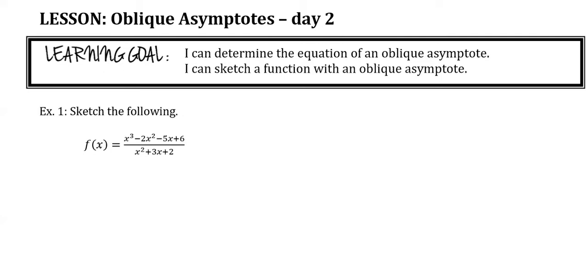The degrees. So we have a 3 on top and a 2 on bottom. So what does that mean? Oblique asymptote. And because we do not have a linear term in the bottom, it's bigger than 1 degree. Yeah, we would be doing long division. Good.